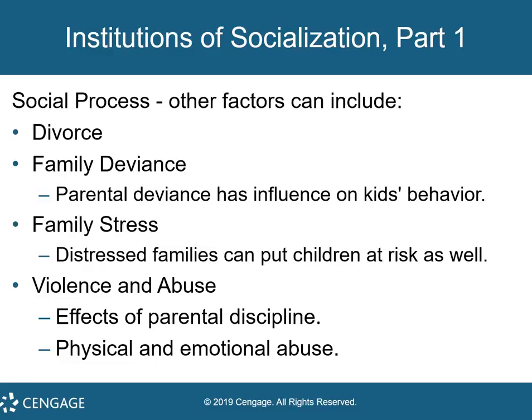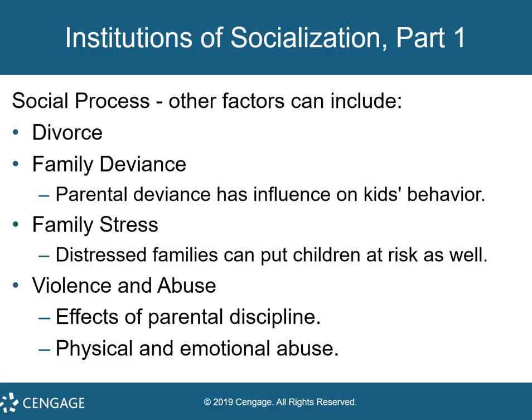One can be, let's say, the effects of divorce. The relationship between family structure and crime is critical when the high rates of divorce and single parents are considered. Family deviance: a number of studies have found that parental deviance has a powerful influence on children's behavior. When parents drink, take drugs, and commit crimes, the effects of this can be both devastating and even long-term. Family stress can be another one. Distressed families can put children at risk as well.